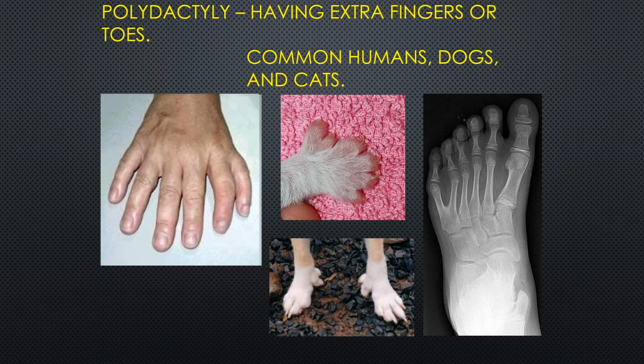And this one in particular is quite fascinating. Polydactyly. This is having extra fingers or toes, and it's actually fairly common in humans, dogs, and cats. So those of us who have 5 fingers and 5 toes actually have a homozygous recessive trait. Let that sink in for a minute.